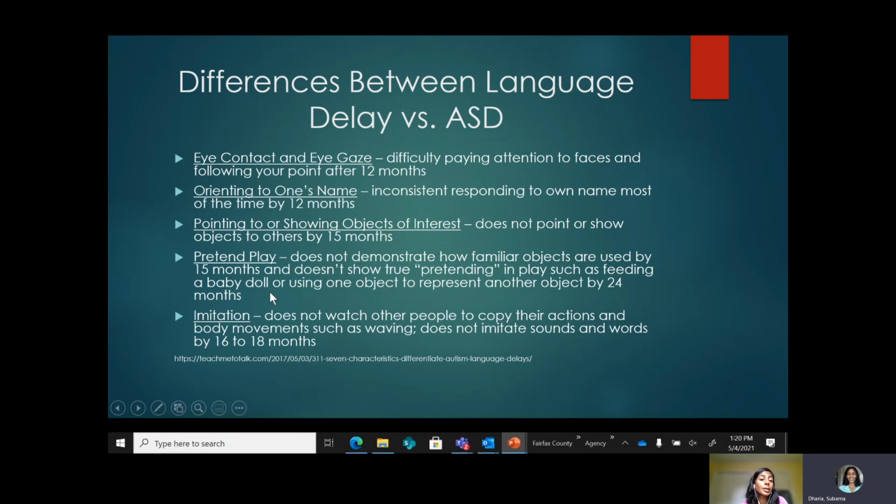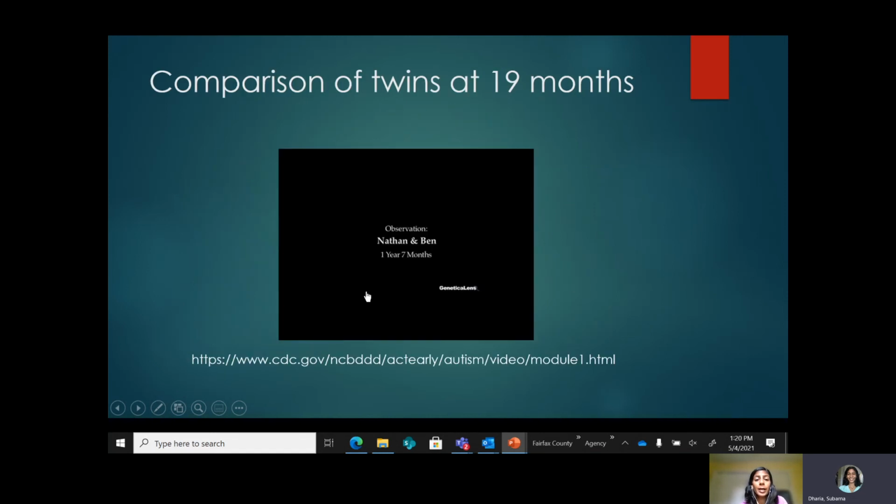Pretend play is a really important skill that children learn at this time just from watching their parents or their caregivers, the people around them. So that's something that we want to see occur. And imitation, as well as how they copy different actions or movements or sounds. And we expect that to happen at least before 16 to 18 months. So let's take a quick look at a video of two twins who are about 19 months old, and you might see a difference in their behaviors. One has autism and one is typically developing.